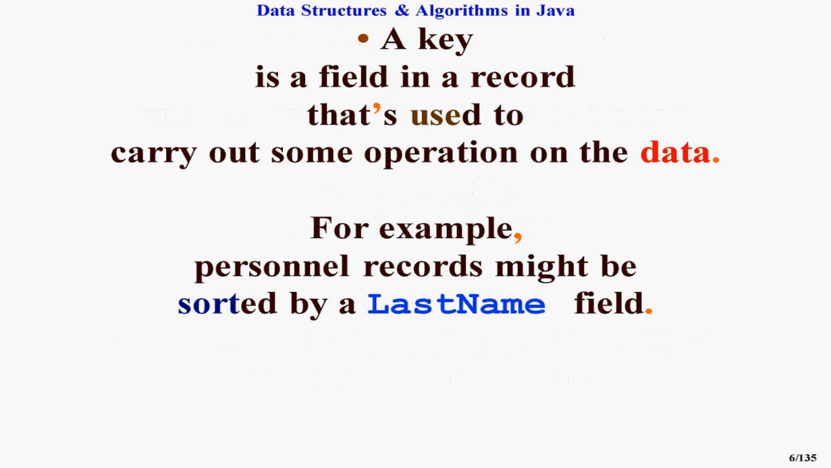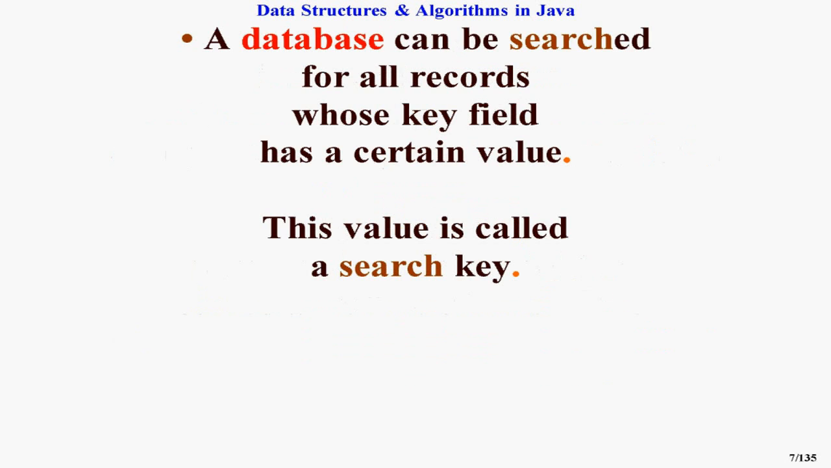A key is a field in a record that's used to carry out some operation on the data. For example, personnel records might be sorted by a last name field. A database can be searched for all records whose key field has a certain value. This value is called a search key.